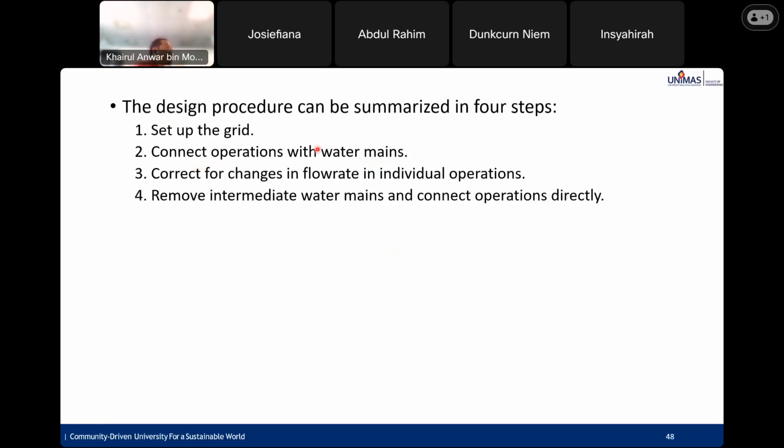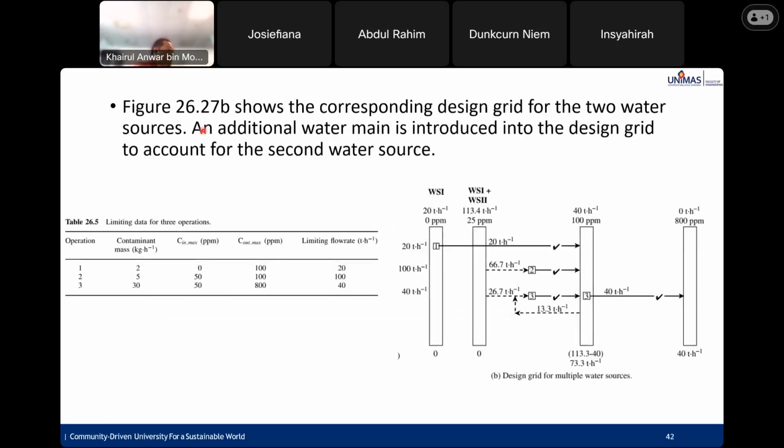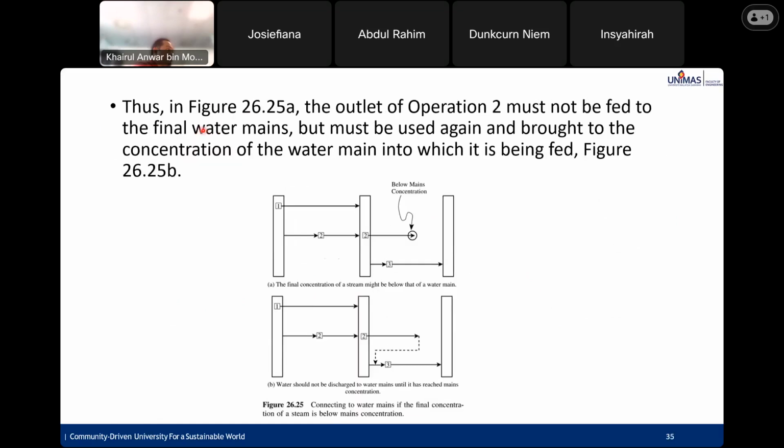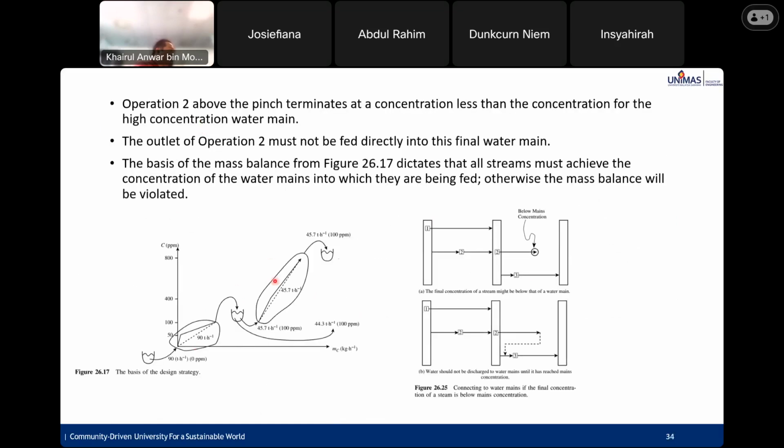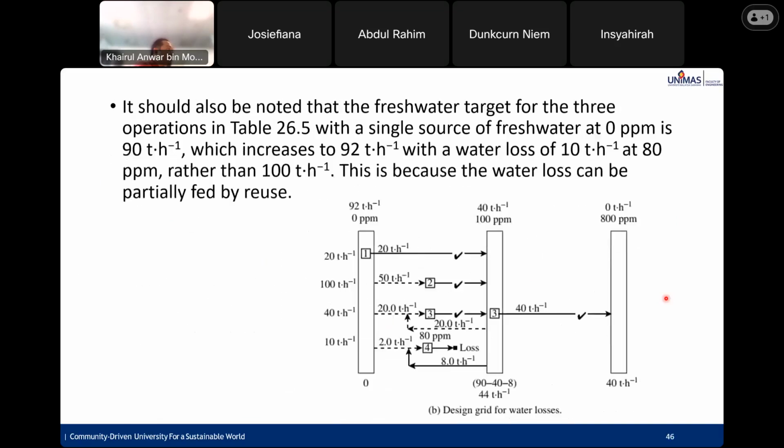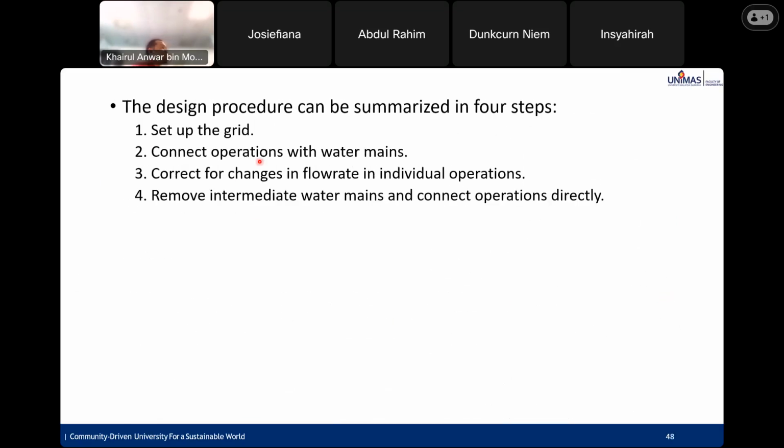The design procedure can be summarized in 4 steps. Set up the grid, connect operation with water main. Set up the grid once you know the pinch. Next is to connect the operations with water main, correcting for changes in flow rate in individual operations. So you need to calculate. I'll show you the graph.